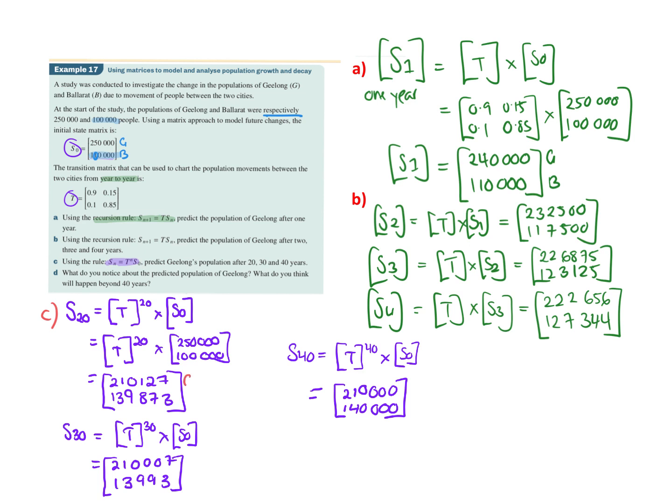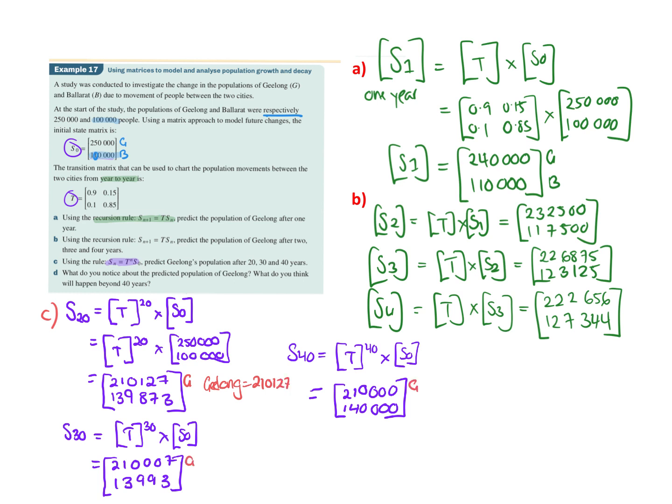Okay. So because in the actual question they want to know what are the predictions for Geelong. So Geelong is the top one. So you'd say this is Geelong. So we'd probably have to write a statement, Geelong equals, and just to show we know which one is Geelong, and Geelong, and Geelong.